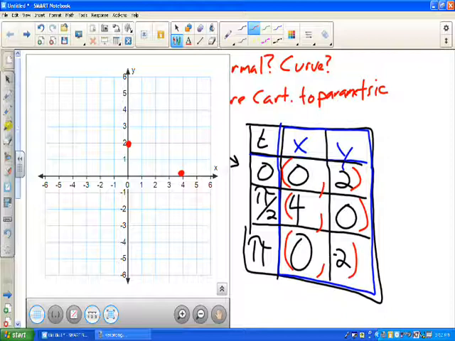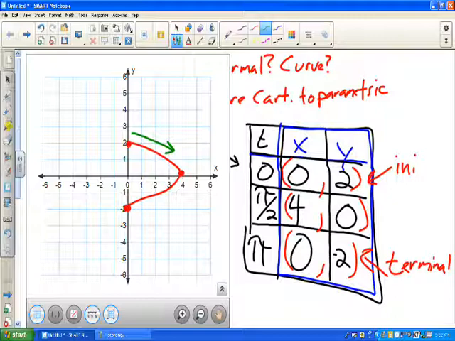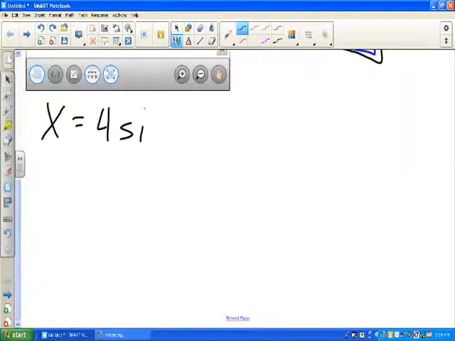The next step is to graph those points on the graph. The initial point is the lower boundary of t, which occurs at 0, 2. The terminal point is the upper boundary of t, which is pi, which occurs at 0, -2. As we graph the points, it looks like an ellipse.